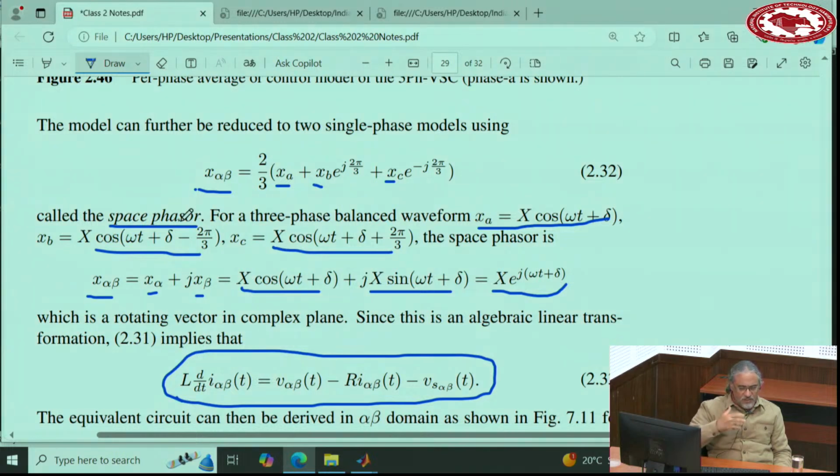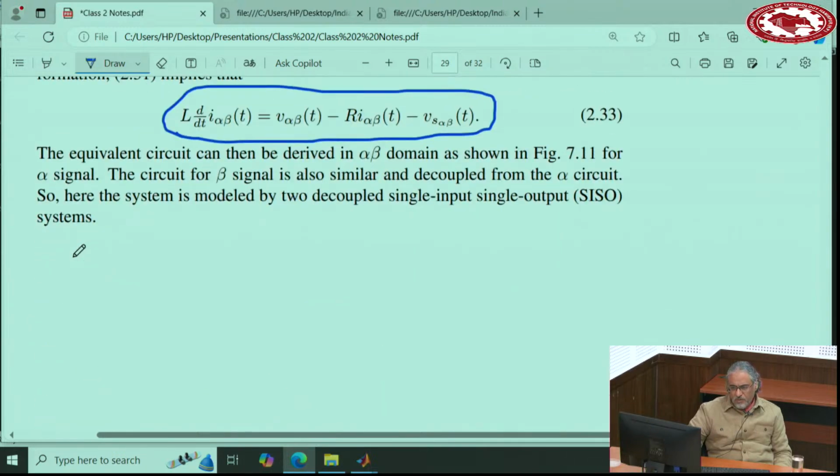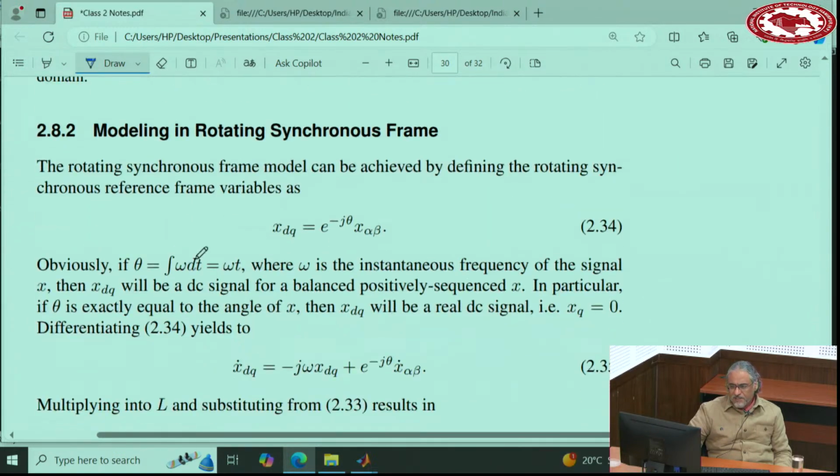So all the AC signals are rotating. If I can multiply this rotation by the negative of that rotation, I can make it synchronous, or stop moving. Mathematically, it means I apply x alpha beta times e to the negative j theta, and theta is omega t. So you cancel that omega t, and now suddenly everything stops. So physically, what does it mean?